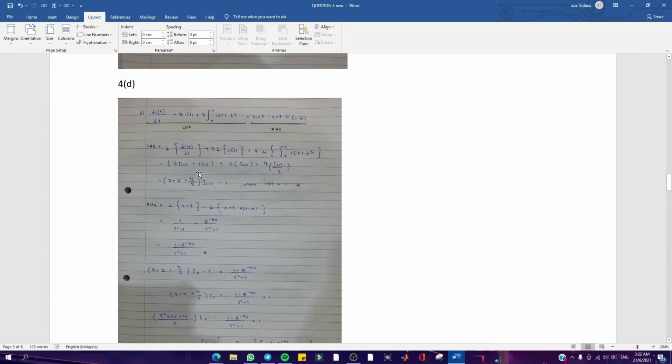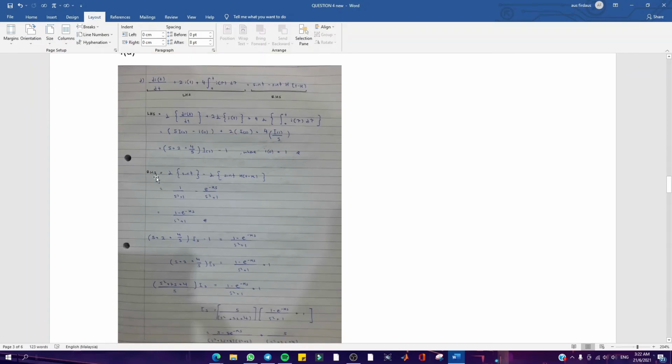For Laplace di/dt, we get sI(s) minus i(0), and then Laplace i, we get I(s), so we get 2I(s). Then Laplace the integral of i(tau) from 0 to t, we will get I(s)/s. So we factor out the I(s) and we get s plus 2 plus 4/s, minus 1, where I0 is 1 here.